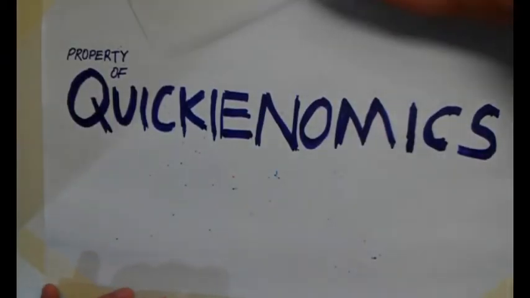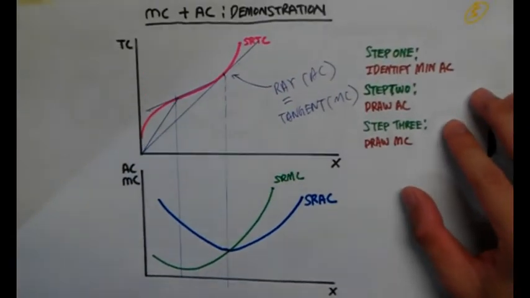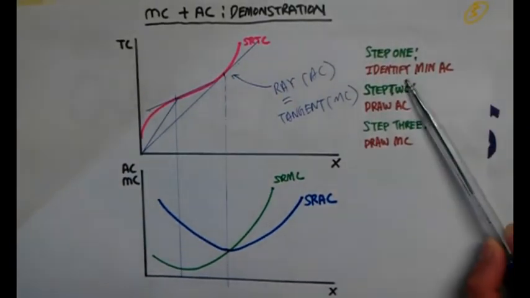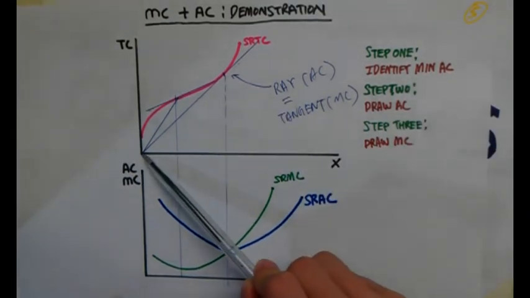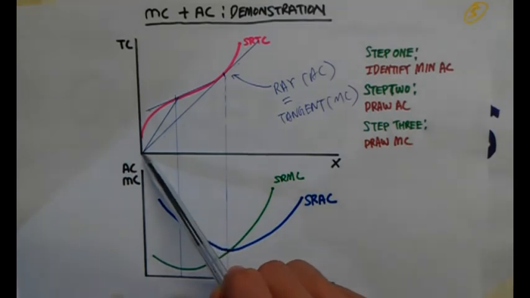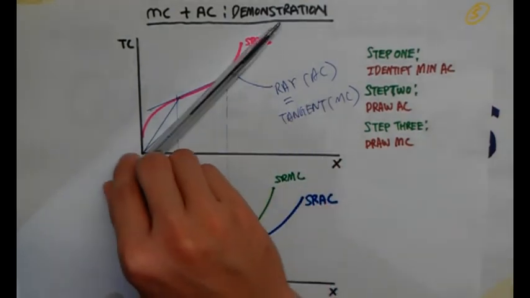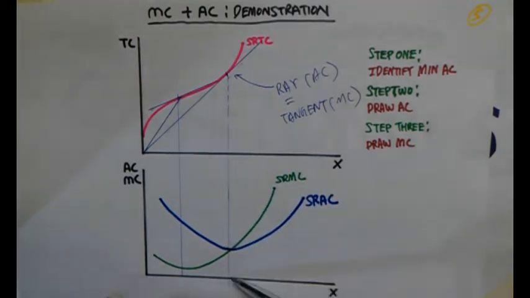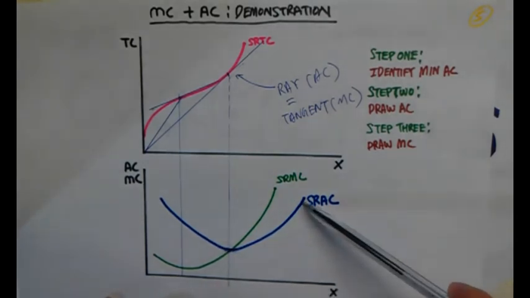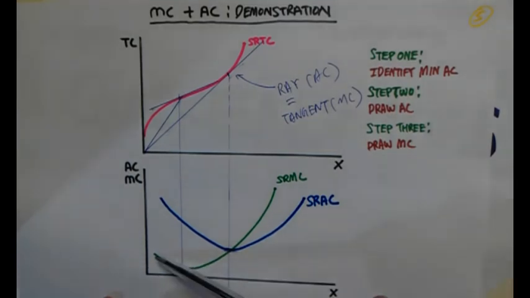Combining the two curves together, there are 3 steps. Step number 1, you will identify the minimum average cost. To identify the minimum average cost, you draw a ray from the origin to the total cost curve, where it is the flattest. So it becomes a tangent to the total cost curve. You bring that down to the bottom graph, and that is your minimum point. You draw the short run total average cost like this. Then that's step 2. Step 3, you draw in the marginal cost like this.